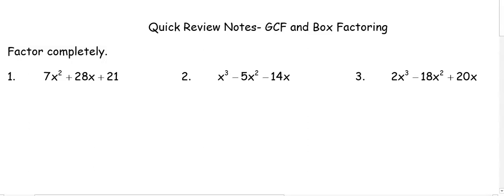Well, I can take out a GCF of 7. So everything would divide by 7. So we put 7 out front as our GCF. We'd be left with x squared plus 4x plus 3.